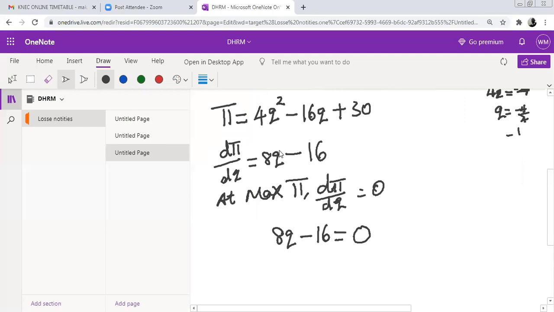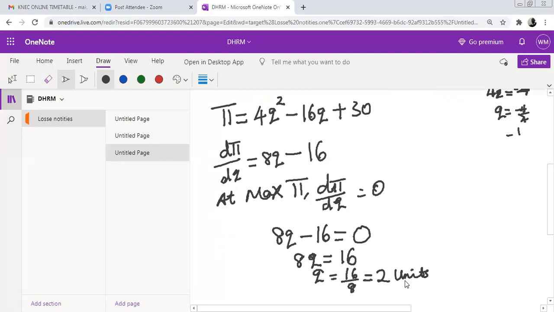dπ/dq is this one. Then we equate it to 0. So 8q is equal to what? Positive 16. 16, yes. So q would be equal to what? 16, q is equal to 8 over 8, which is actually 2. I've just divided 8 by 8. So 2 units. If that organization produces 2 units, it's going to generate the maximum profit. Yes, this is just an example.